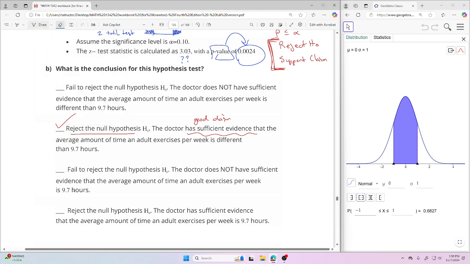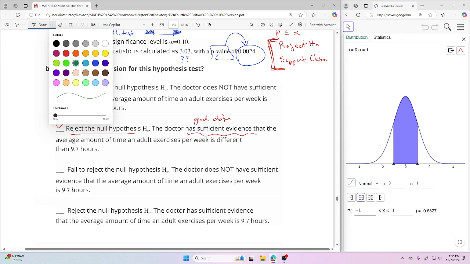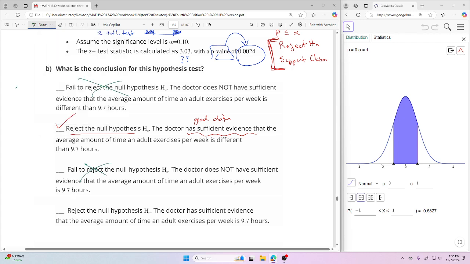This one says fail to reject H naught. So that's not right. I wanted a different color. Hold on. Give me some green. So yeah, that one's not right. That one's not right. This is okay. But if you see here, it says has sufficient evidence. Oh, look. You see the key words?